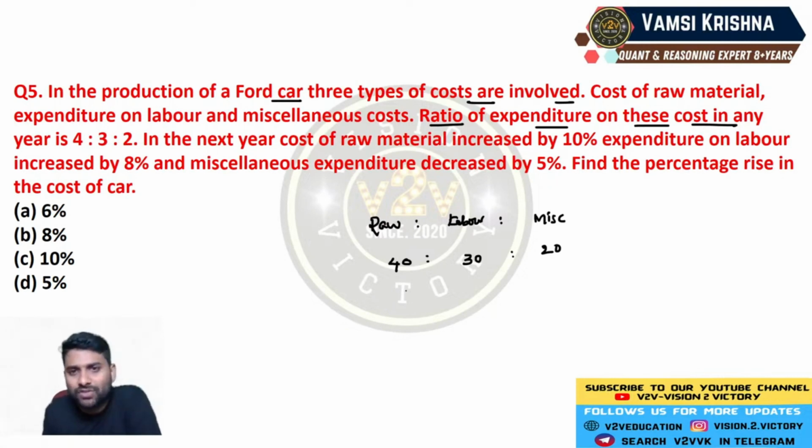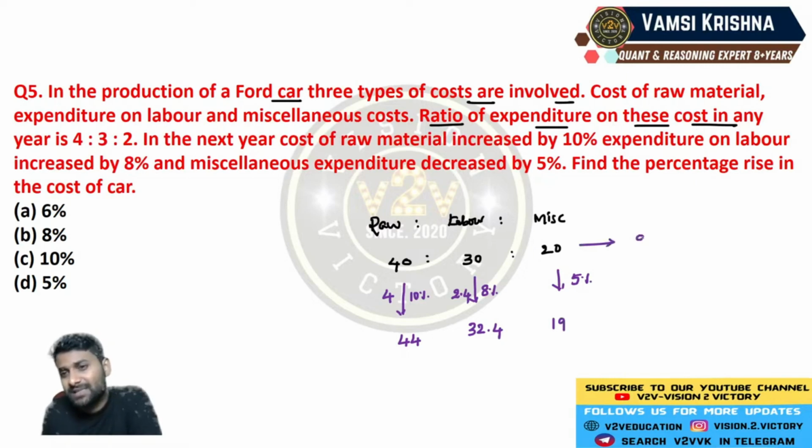Now here, the next year the cost of raw material is increased by 10%. Increased by 10% means 10% of 40 is 4. Now it becomes 44 units. Next one, the labor cost increases by 8%. 8% of 30 means it increases by only 2.4 units. Now it becomes 32.4 units. Now the miscellaneous expenditure is decreased by 5%. See, 5% means here the value decreases by exactly 1 unit. Now it becomes 19. So the initial expenditure is exactly 90 units.